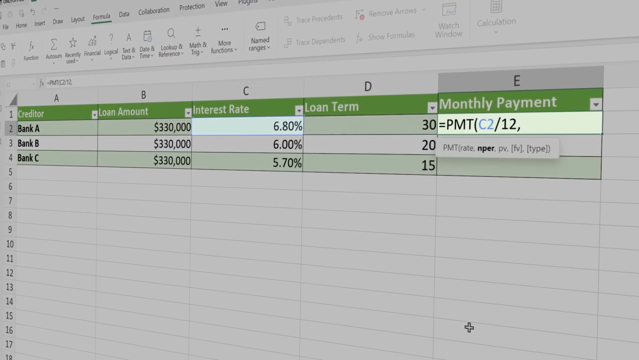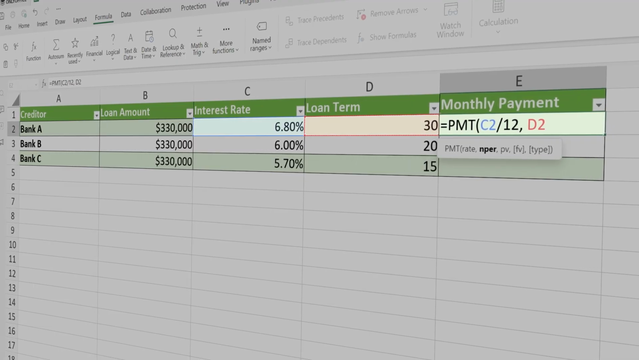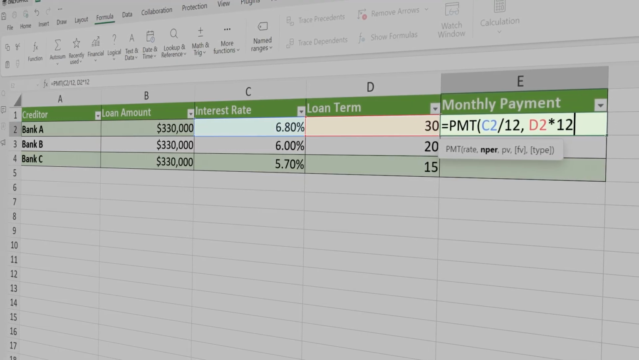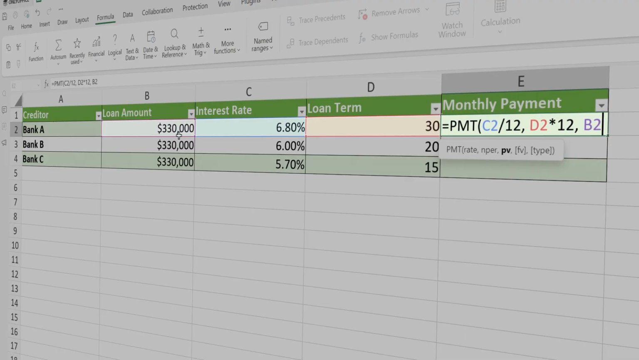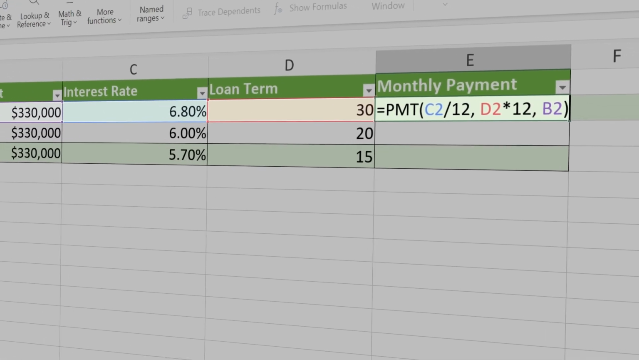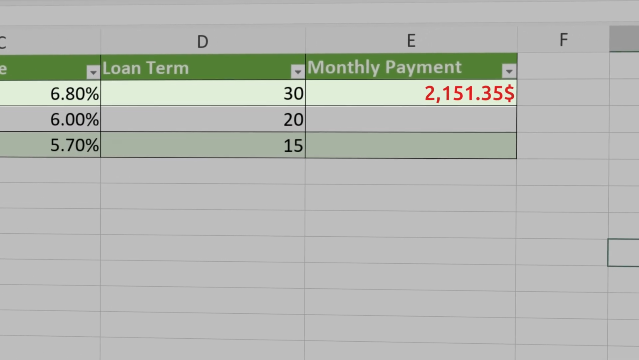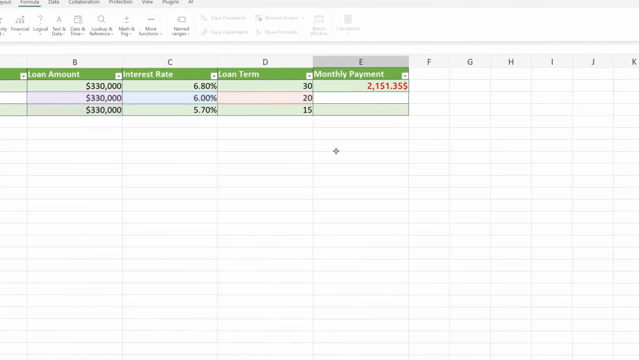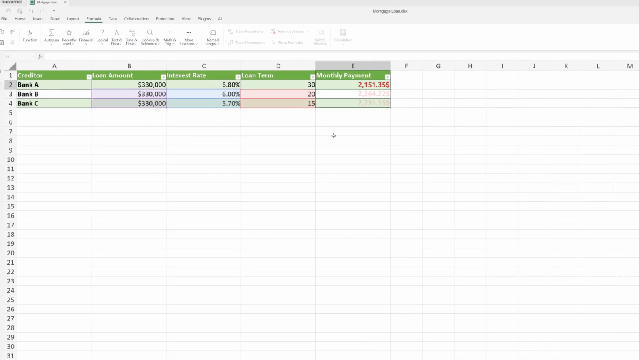Next, we add a comma. Click loan term and multiply it by 12. Another comma, and click the loan amount. With Bank A, monthly payment will be $2,151. Apply the formula to the rest of the column and compare the conditions.